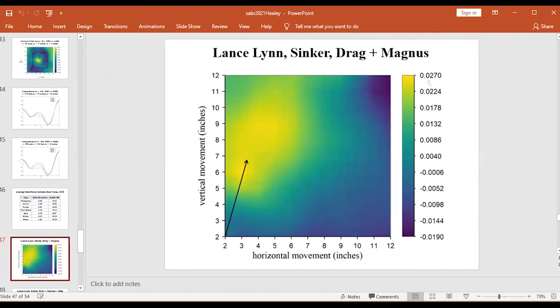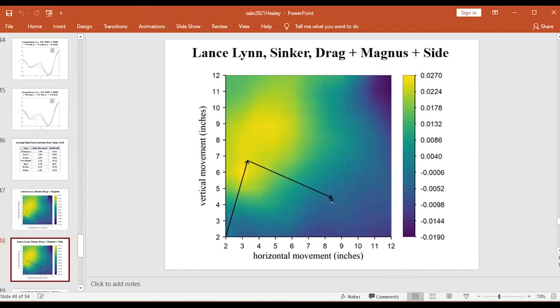These are now in wOBA units over here, but the intrinsic value is not good with just the drag and the Magnus. But we remember that Lance Lynn got the most side force on his sinker of anybody. And if we add in the side force, that brings the pitch in the movement space down to here. And now it becomes an above average big league pitch.